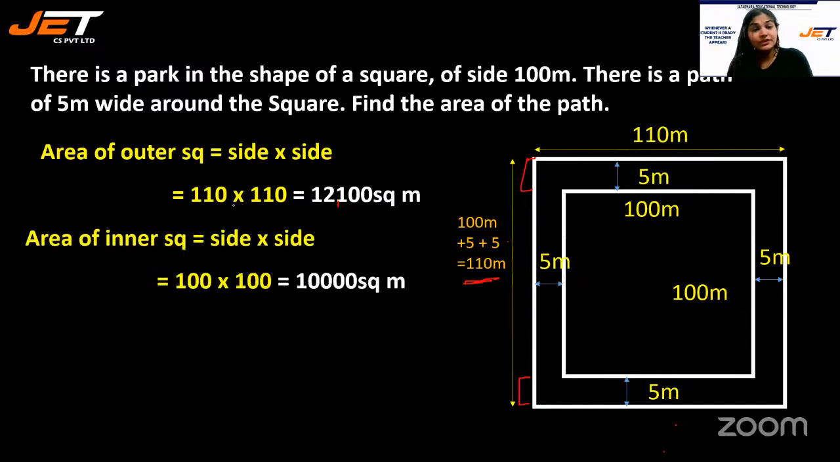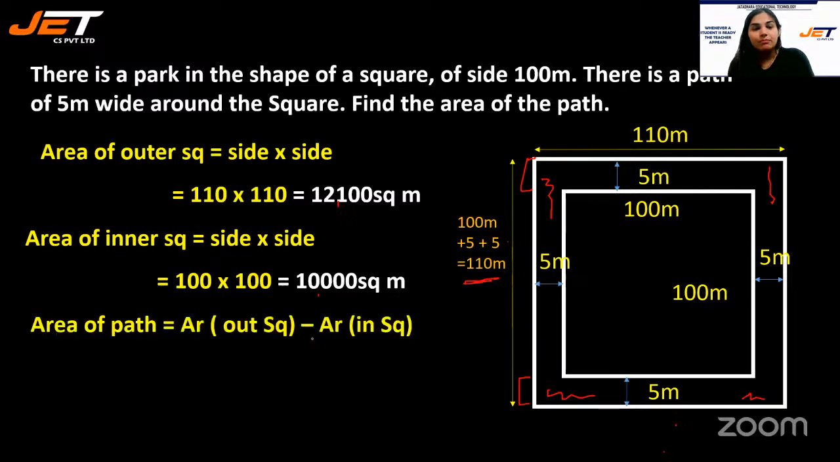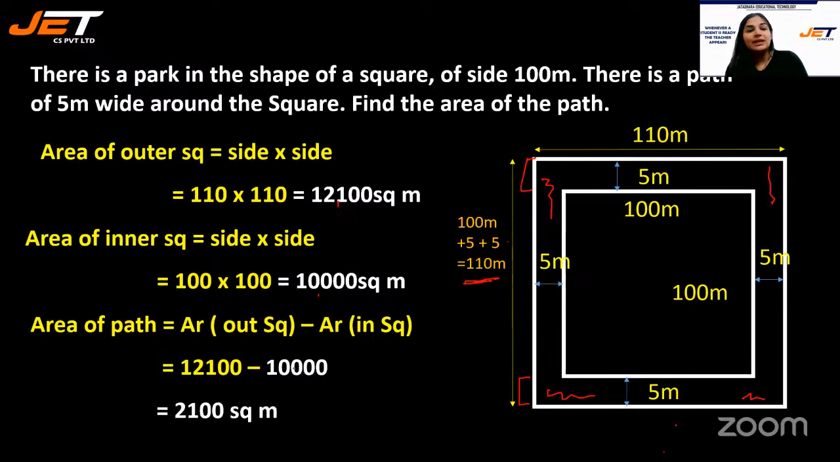Now finding the area of the inner square. The inner square has a side of 100 meters, so 100 meters times 100 meters is equal to 10,000 square meters. We got the outer, we got the inner. From the outer, we take away the inner area so that we can get the area of the path. So 12,100 minus 10,000 is the area of the path, which is 2,100. 2,100 square meters is the area of the path. Easy? There is no other way of finding the area of the path.